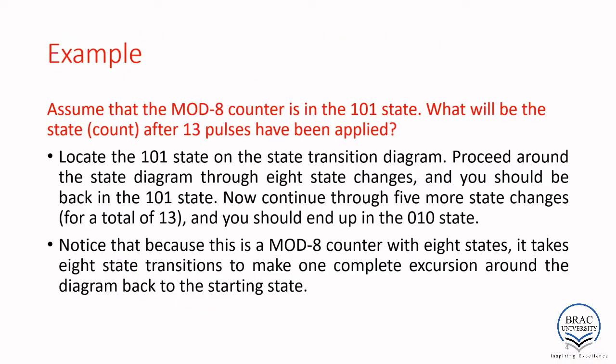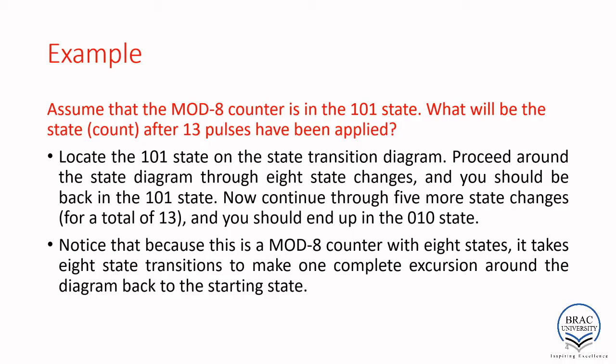So actually, this is the solution we already discussed. For the mod 8 counter in the 101 state, what will be the state after 13 pulses? It describes how you can write the solution as well, right? You need to draw the signal flow graph, obviously, and write it. After 101, you will be back to 101 after 8 state changes. And if you move another 5, you will end up at 010, which is after 13.